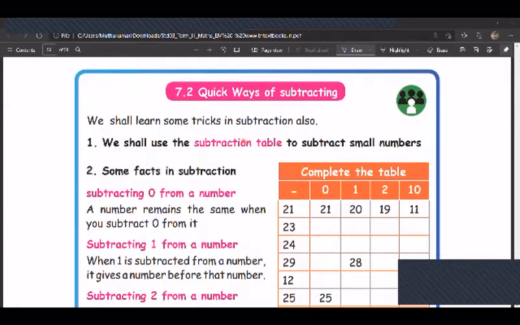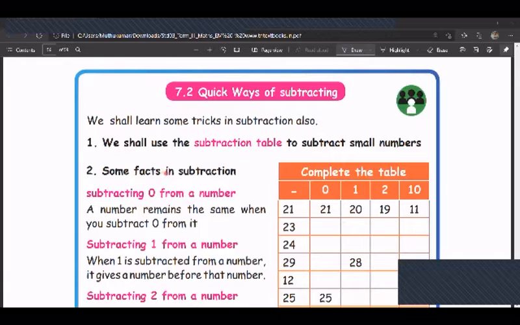Let's move on to today's topic, children. Last class we discussed quick ways of addition in Unit 7, Information Processing, isn't it? So let's continue. Today we are going to discuss quick ways of subtracting. Here, we shall learn some tricks in subtraction also. We shall use the subtraction table to subtract small numbers very quickly.